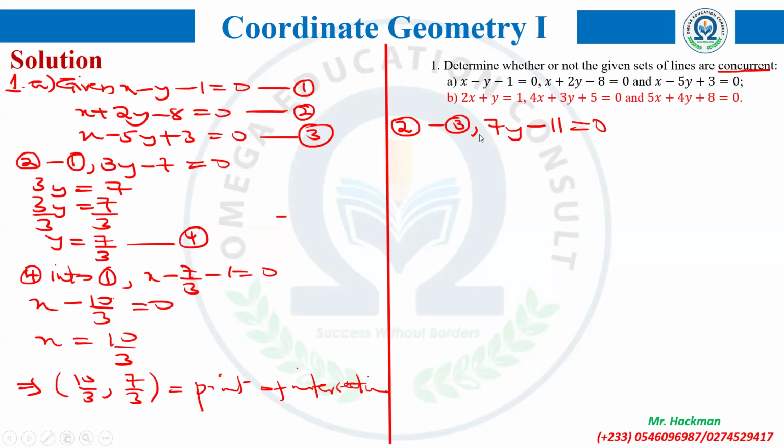Remember, for collinearity, did we use only 2 points? The gradient of 2 points? No. We have to go and pick another set of 2 points, another pair.